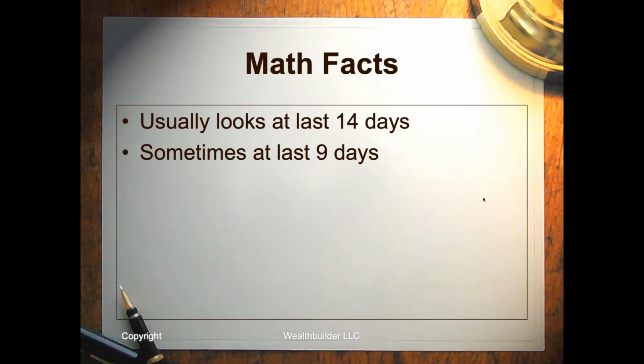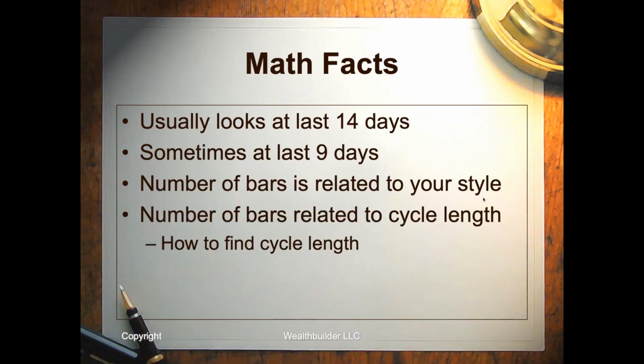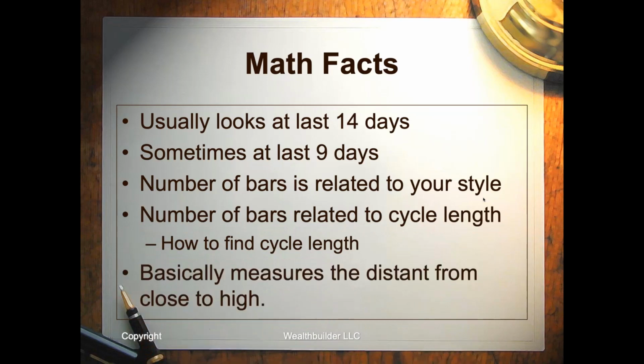Now, I'm just going to use the standard 14 days in my discussion here. So if you're a short-term trader, you're going to want to use a shorter number of days. For example, I use 2-day for my swing trading. But for my position trading, I use 14 days. The number of bars is related to the cycle length. Once again, we don't have time for that.